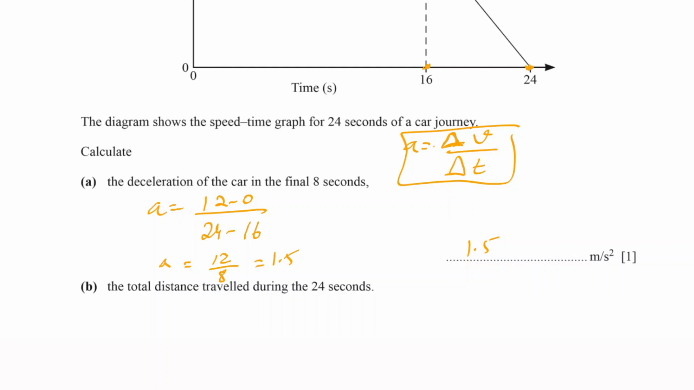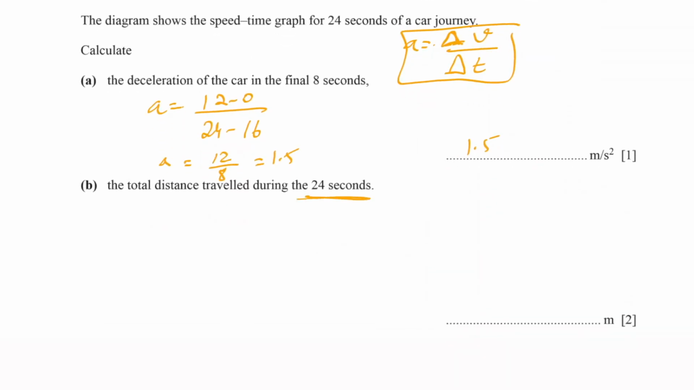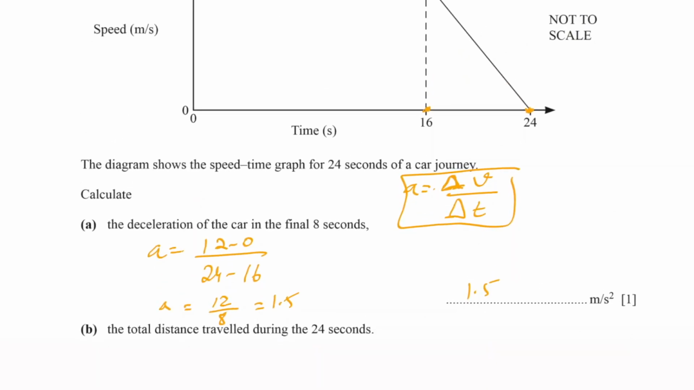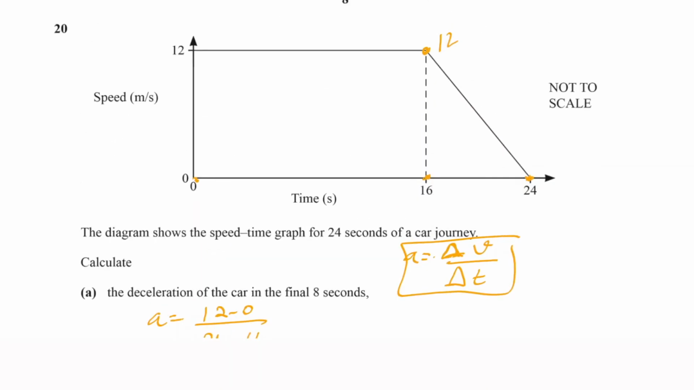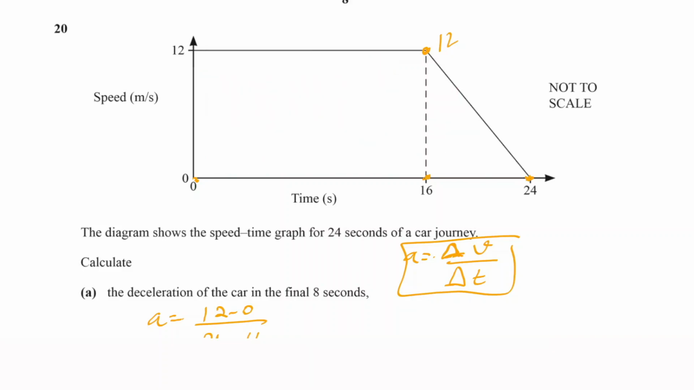Let's move to Part B, the total distance traveled during 24 seconds. Actually, to find the total distance, we have to find the area under the graph. They have given 24 seconds, right? 24 from the beginning to the end is 24 seconds. So we have to cover all the areas, this area and the whole of this area. So that's what the total distance is, the area under the graph.